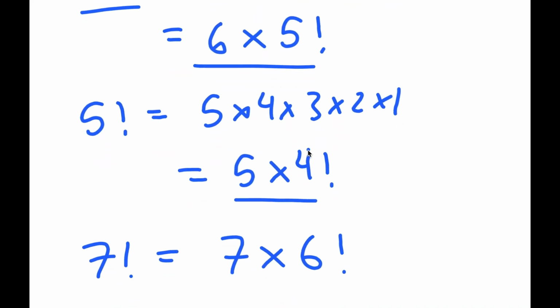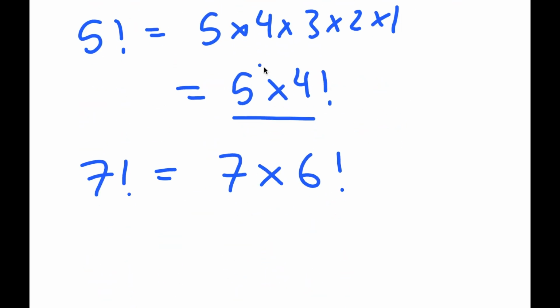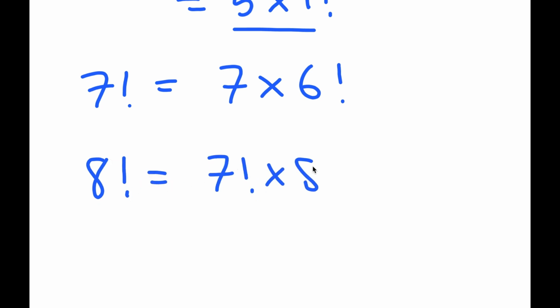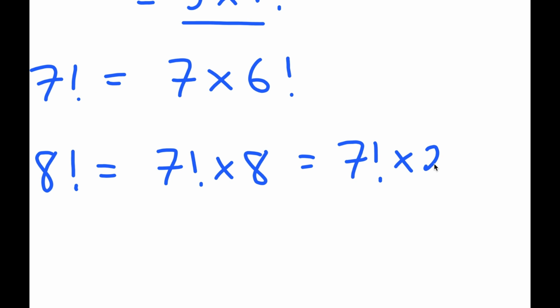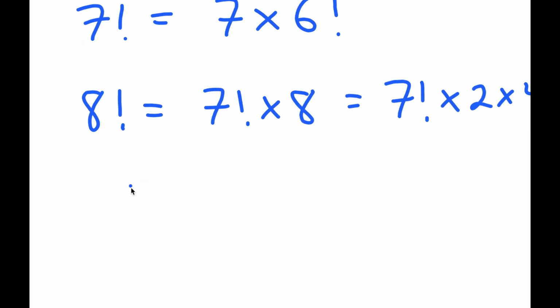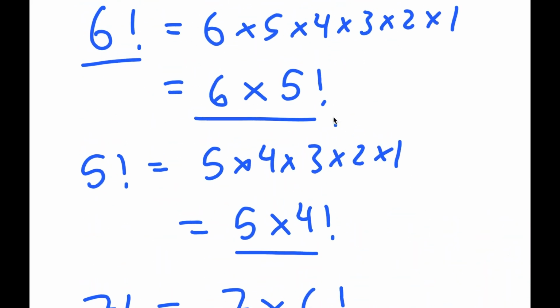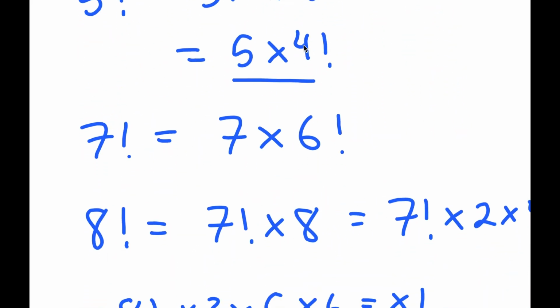Well, 6 factorial, now 8 factorial, this is going to equal 7 factorial times 8, which is the same thing as 7 factorial times 2 times 4. 8 is the same thing as 2 times 4. Meaning, 8 factorial times 3 times 5 times 6 is equal to x factorial, because x factorial, as a reminder, is 6 factorial times 7 factorial.